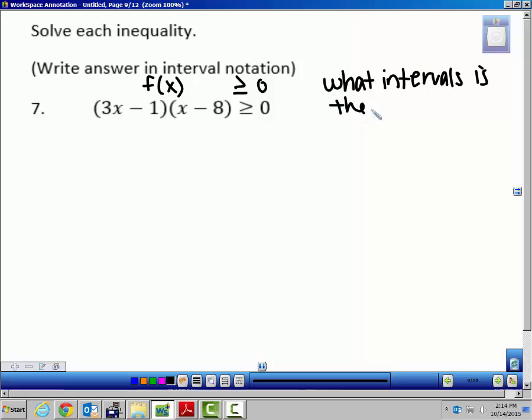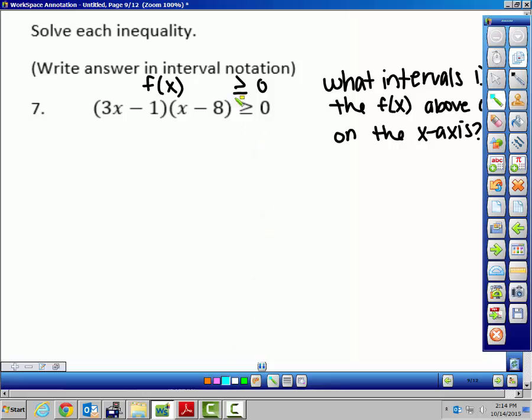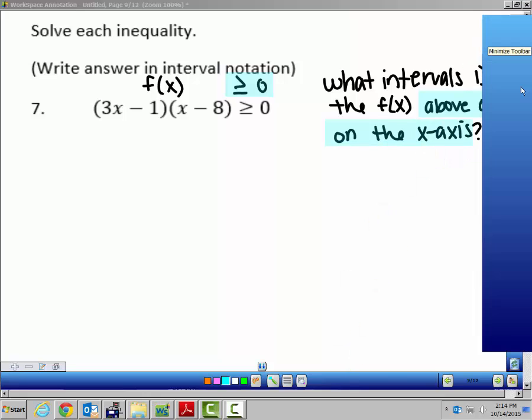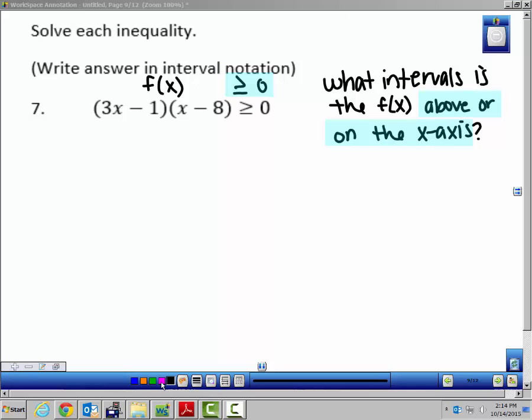is the function above or on, because of that or equal, the x-axis. Okay, so because of that inequality greater than or equal to 0, I want to know where's the graph above the x-axis or on the x-axis. So to find that I need to find out where my zeros are. Where do I cross the x-axis? So it's already factored for us, so I can split and solve.